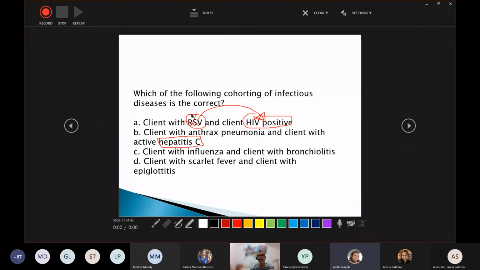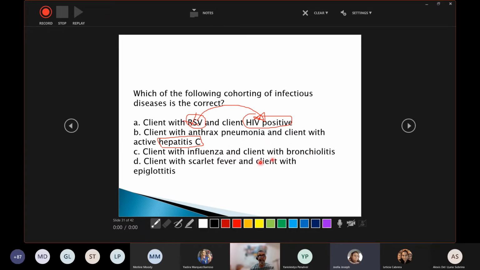RSV bronchiolitis virus can pass to the HIV. Okay, let's see the others, because we need to go through all the options. Influenza, very contagious, and bronchiolitis, a different disease, can be together? No, because now you have bronchiolitis with influenza and influenza with bronchiolitis. You understand? No problem, ¿verdad?